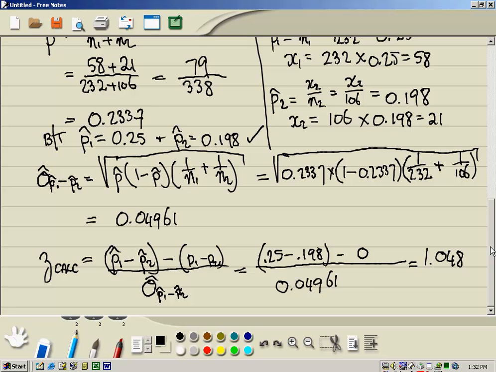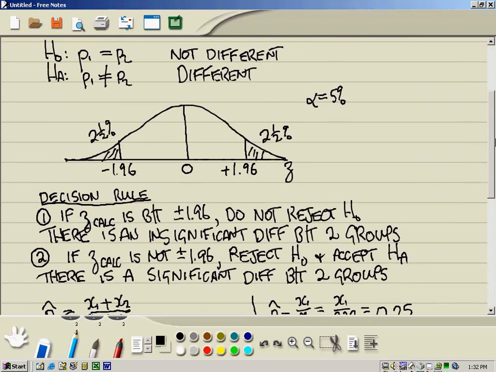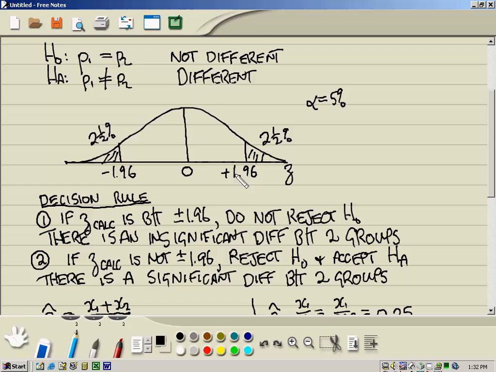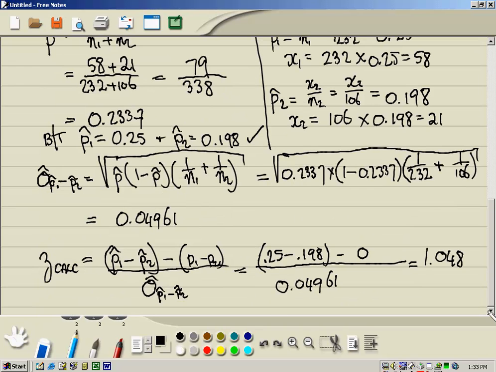Okay, and the z-calc of 1.048, let's go back to our diagram, is right smack in the middle of the acceptance region, so we go with the null. Alright, cannot reject the null. There's an insignificant difference between the two groups.